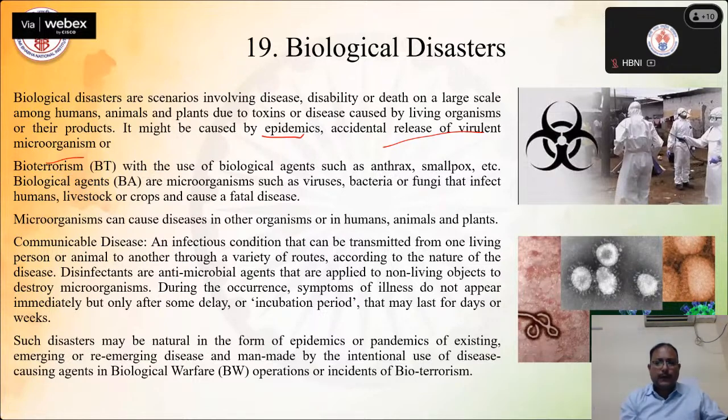Besides that, I also try to quote communicable disease. It is an infectious condition that can be transmitted from one living being, person to animal, or animal to another, through a variety of routes according to the nature of the disease. Disinfectants are antimicrobial agents that are applied to non-living objects to destroy microorganisms. During the occurrence, symptoms of illness do not appear immediately, but after an incubation period that may last for days or weeks. Such disasters may be natural, in the form of epidemics or pandemics of existing, emerging, or re-emerging disease, or man-made, by the intentional use of disease-causing agents in biological warfare operations or incidents of bioterrorism.